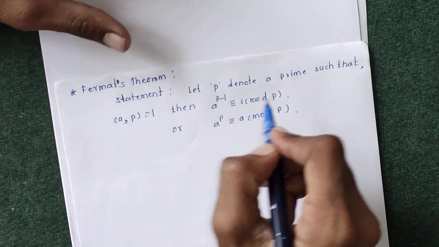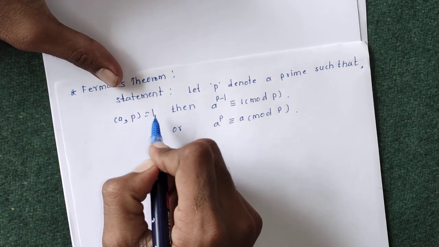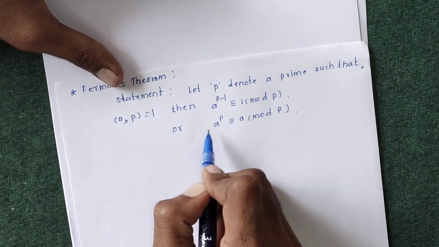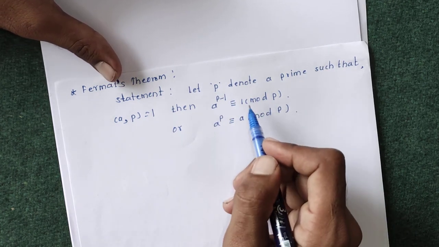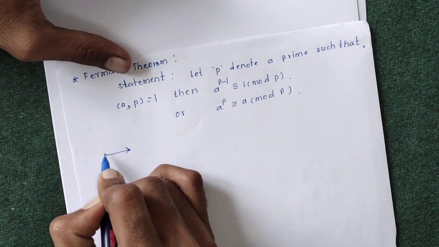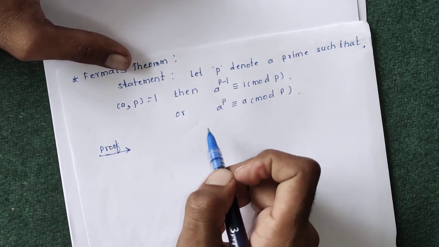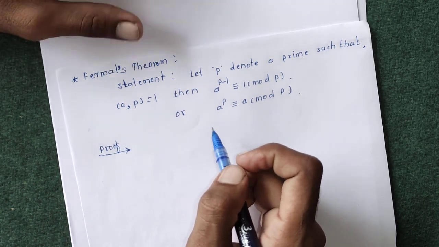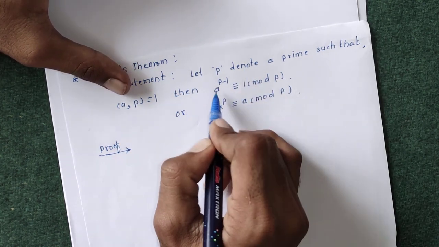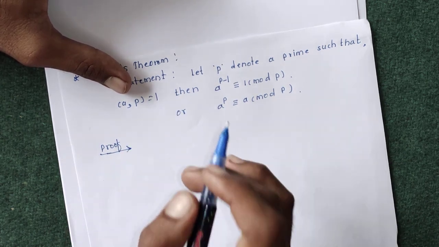The statement says that let P be a prime and GCD of A and P is equal to 1. Then we have to prove that A raised to P minus 1 is congruent to 1 mod P, or A raised to P is congruent to A mod P. In the proof, we have seen Euler's generalization of Fermat's theorem, and the statement is GCD of A and M is 1, then A raised to phi of M is congruent to 1 mod M. So we are going to use that result here.